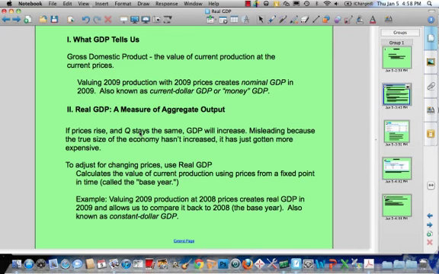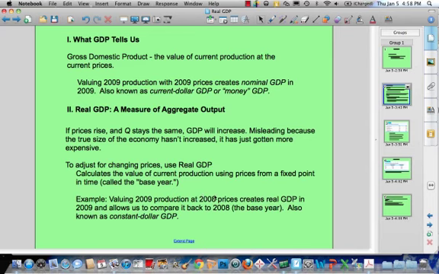So to adjust for changes, we use something called real GDP. What real GDP effectively does is eliminate the impact of inflation or price increases to help us understand real changes over time. Real GDP calculates the value of current production using prices from a fixed point in time called the base year, usually a year that has already occurred. So, for example, valuing 2009 production at 2008 prices creates real GDP in 2009 and allows us to compare it back to 2008, which is in this case the base year. This is also known as constant dollar GDP.